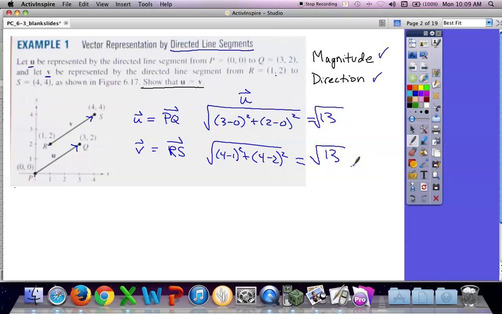Now, the way we symbolize magnitude, if you want to find the magnitude of a vector, you write it like this. The vector is inside a double absolute value symbol, the double absolute value bracket, two straight lines on either side. That means magnitude. It means the magnitude of.